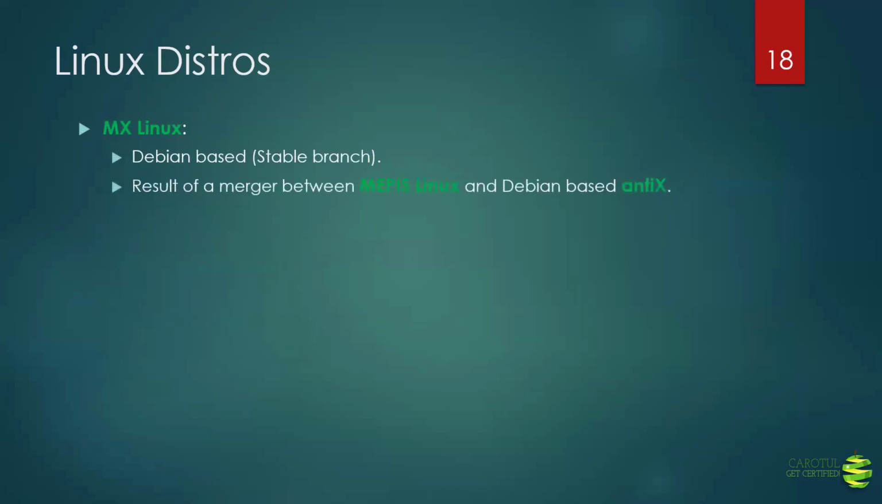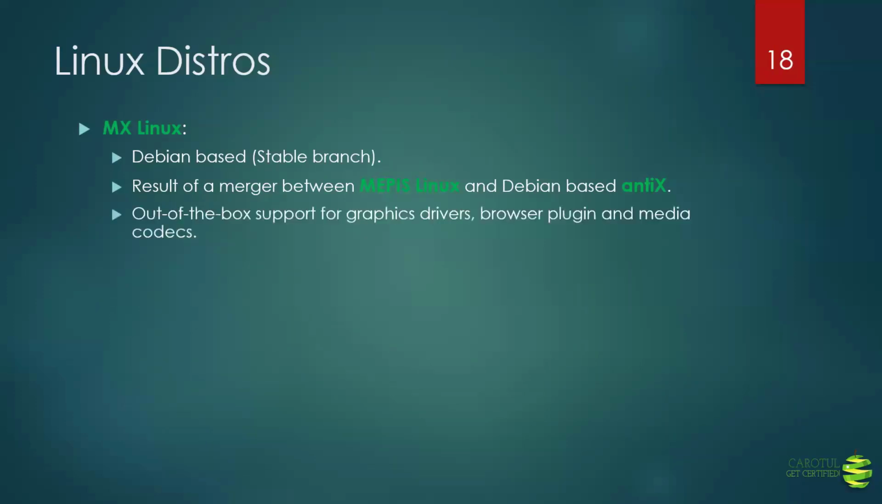Other ones that you can use on the client side are MX Linux, which is also Debian based, but it's from the stable branch. And it is the result of merging of MEPIS Linux and antiX, and they created MX Linux with that. The benefit with MX is that it has the out-of-the-box support, so graphic drivers, browser plugins, and media codecs, right? Stable core with updated desktop applications. So this can also be a good client-side Linux if you want to use, because it supports the codecs and everything as well.